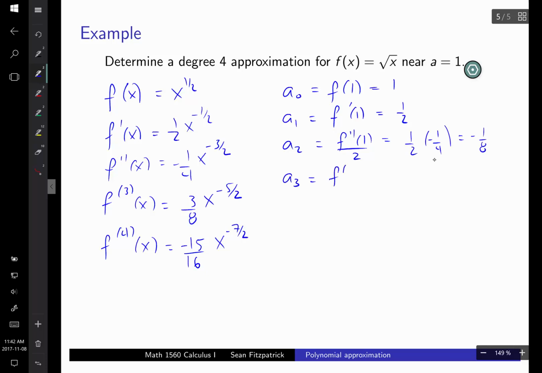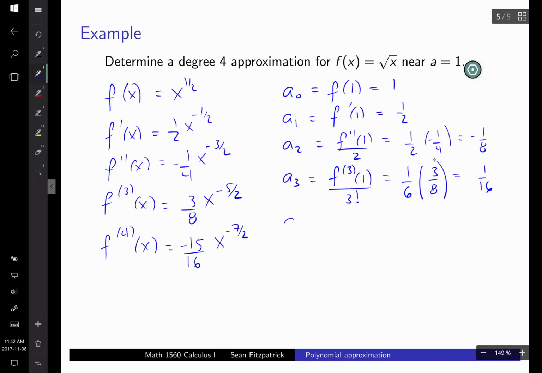A3 is going to be the third derivative at 1 over 3 factorial. So 3 factorial, that's 1 times 2 times 3. That's 6. So the third derivative at 1 is going to be 3 over 8. So I can cancel the 3 and the 6 there. Leaves me with 1/2 times 8. I get 1 over 16.